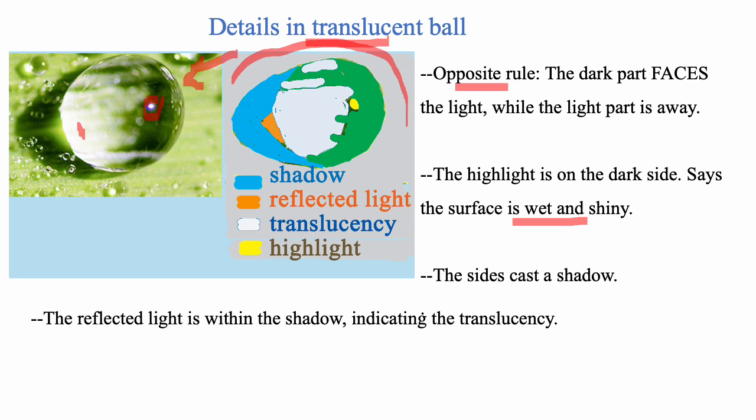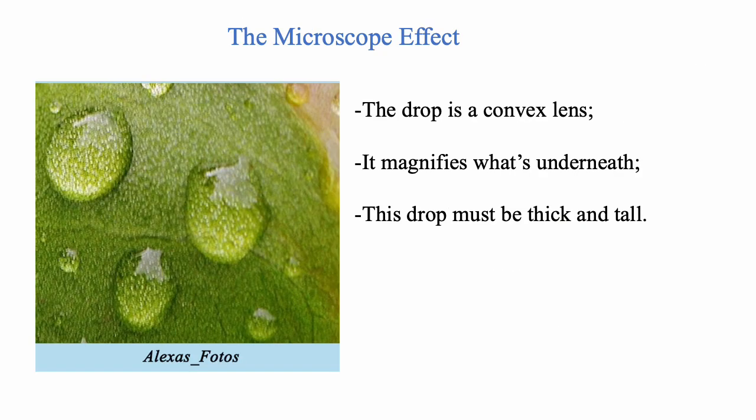The light goes through the raindrop and then lands back here and sends light to our eyes, so this little area looks light to us. And then we see the shadow cast by the sides that go around this light area. Because the drop is a convex lens, it magnifies the texture underneath. And this magnification tells us that the drop is thick and tall. A flat, thin smear of water wouldn't magnify as much as this one.